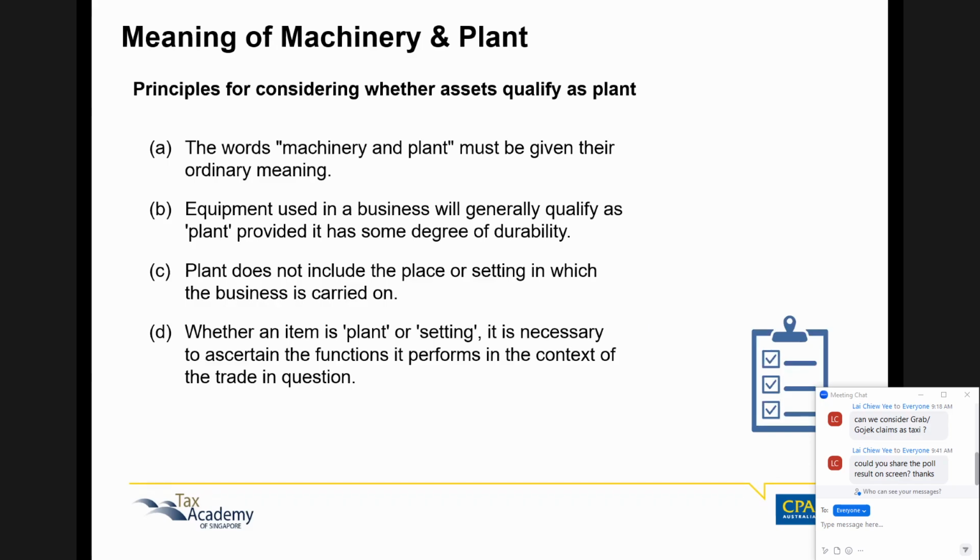Again, what are the principles that we will consider to decide whether an asset is a plant or not? Give words their ordinary meaning. The equipment used in a business will generally qualify as a plant, provided that it has some degree of durability. It does not include the place or setting in which the business is carried on. As to whether an item is a plant or setting, we really have to look at its functions, what are the functions that it performs in the context of the trade in question.